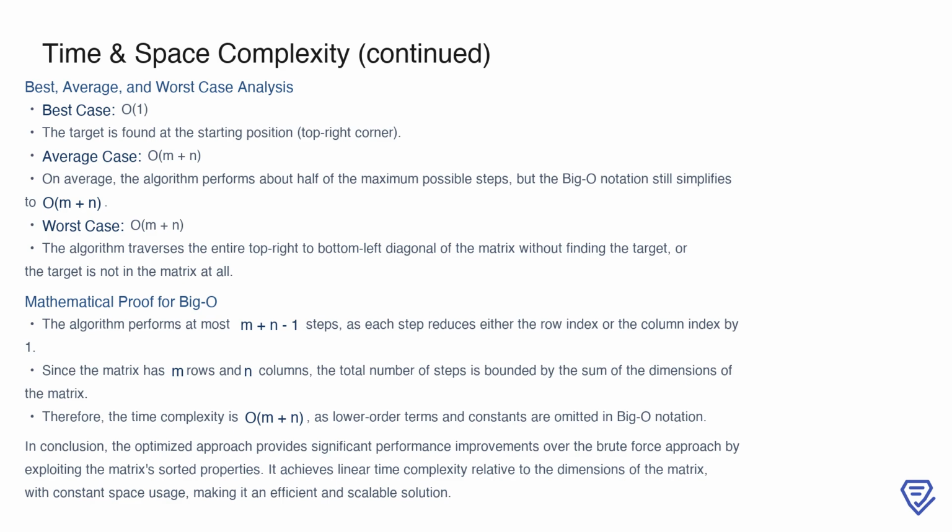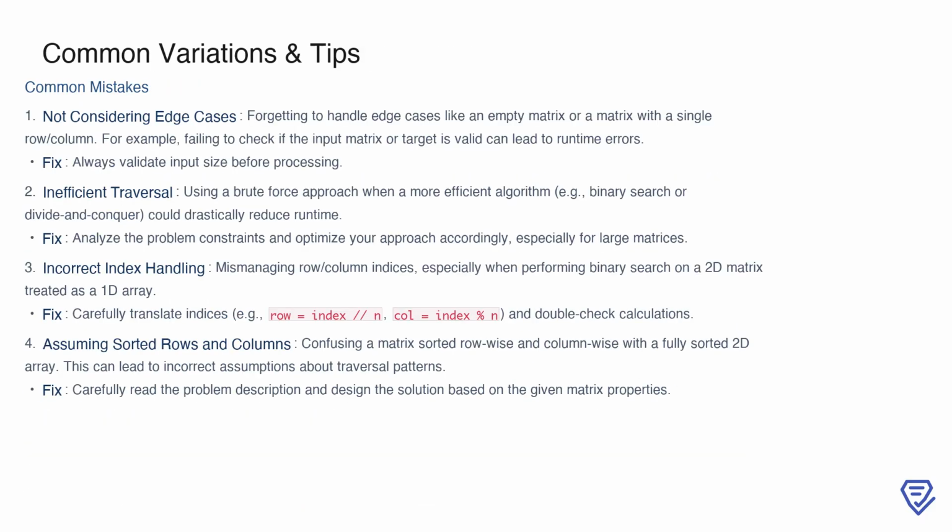This efficient handling of the matrix's sorted structure allows the algorithm to achieve linear time complexity while maintaining constant space usage, making it both robust and scalable. When tackling this problem, there are some common mistakes that can trip you up if you're not careful.